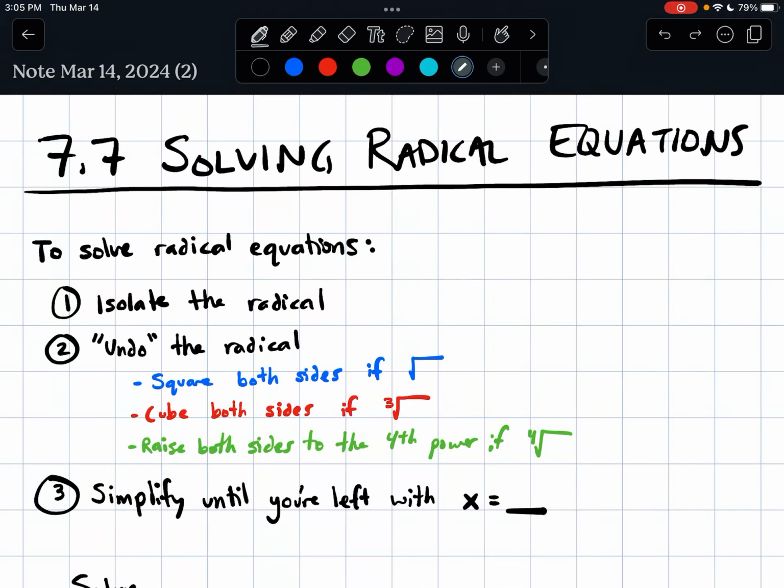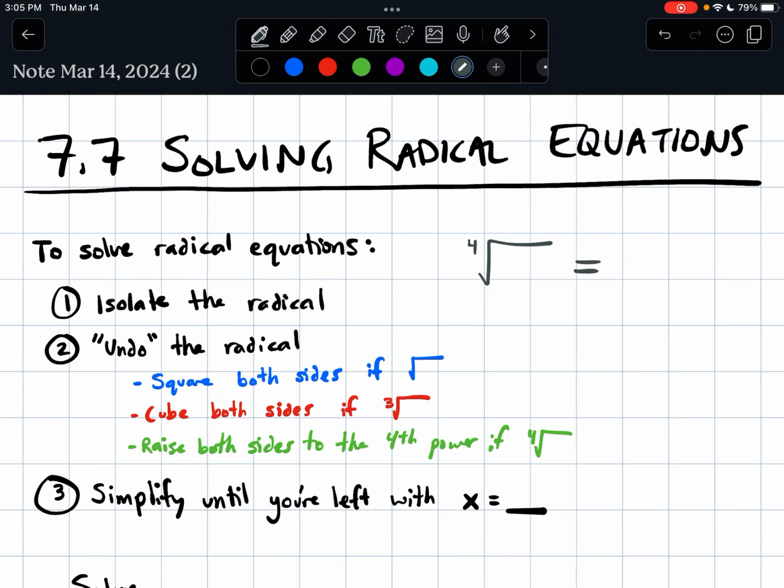In section 7.7 here, we are talking about solving radical equations. If we think about what that means, we know equations relate to having an equal sign. Radicals means square root, could be the cube root, could be the fourth root, right? So anytime you have a radical with an equal sign, that's going to give you a radical equation. So we're looking to solve these.